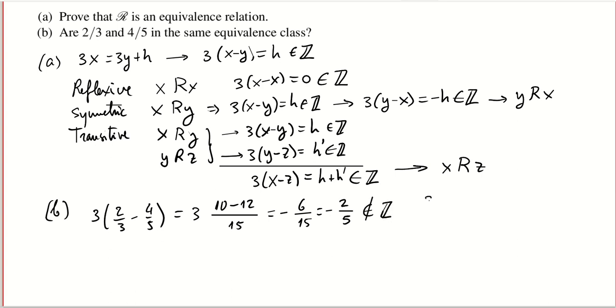So 2/3 is not related to 4/5, which means that they belong to different equivalence classes.